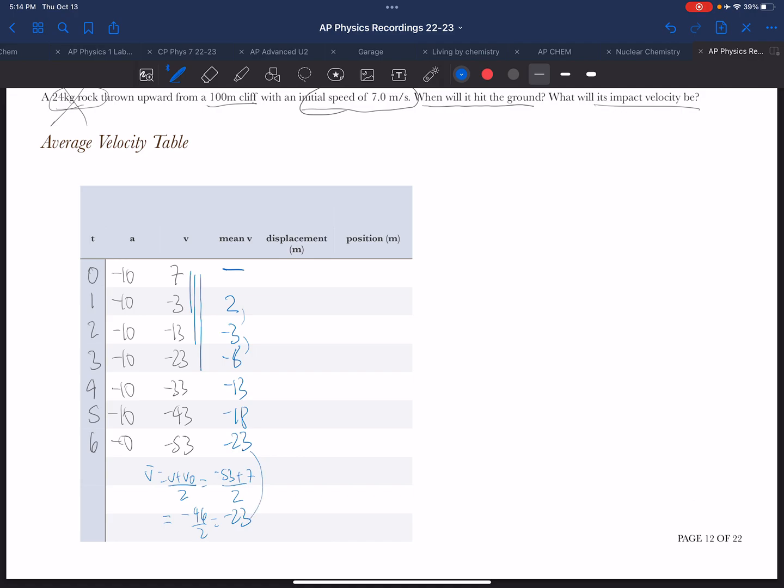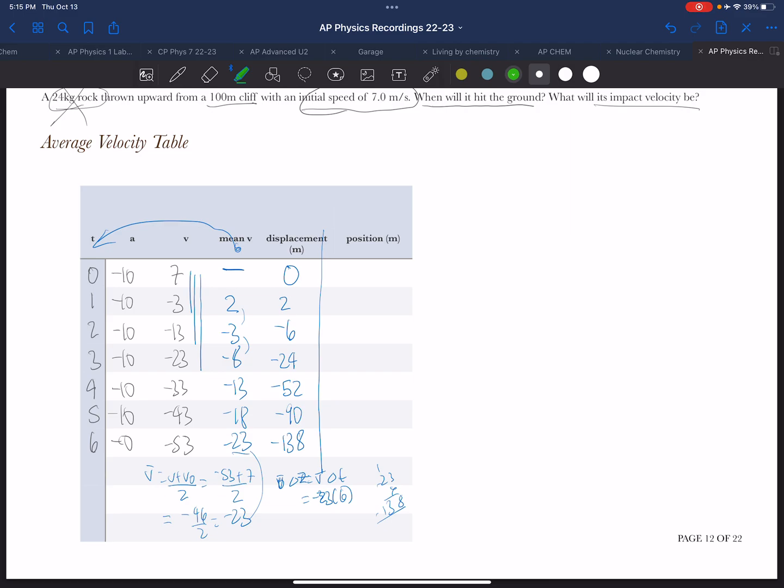Our displacement, again, is average velocity multiplied by the time. So our displacement is 0, 2, minus 6, minus 24, minus 52, minus 90, minus 138. Delta z is v bar delta t. Our average velocity of minus 23 times 6 is minus 138. So those are our displacements.